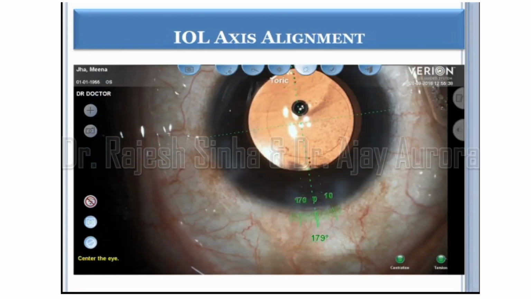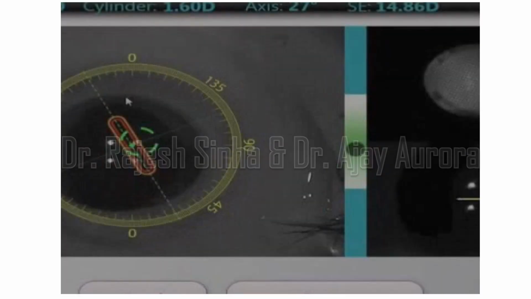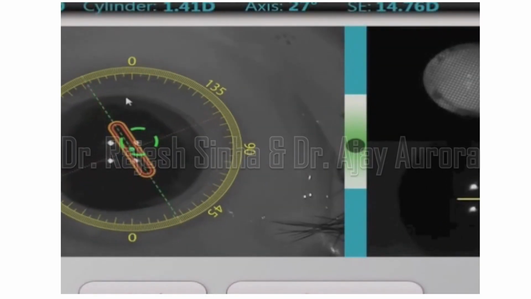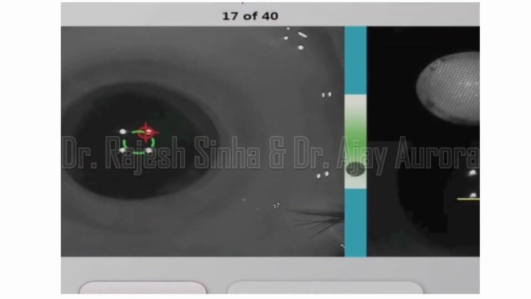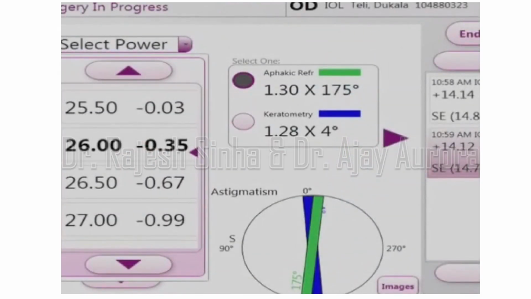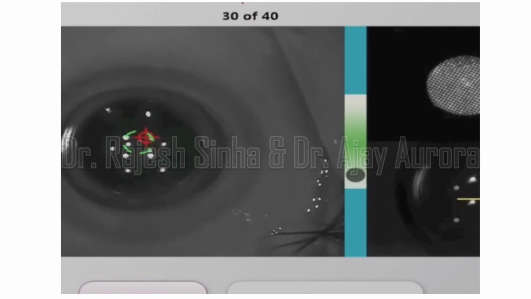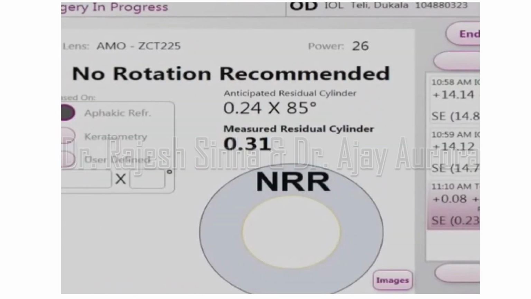on the intraocular lens. The ORA, OptiWave refractive analysis, wherein once the cataract surgery is completed, you can calculate the IOL power as well on the table. And once you get the spherical and toric power, you implant the intraocular lens and then you get to know whether any rotation is required or not. As you can see here, no rotation recommended, NRR. That is shown by ORA.